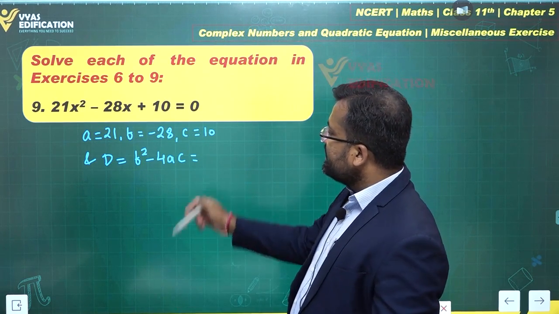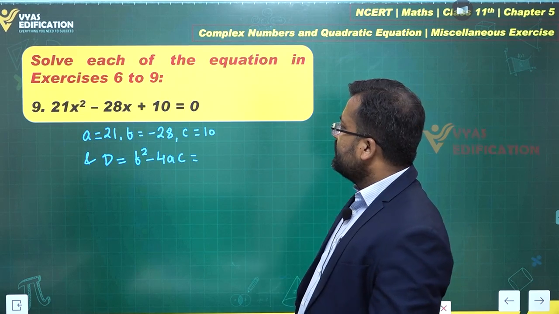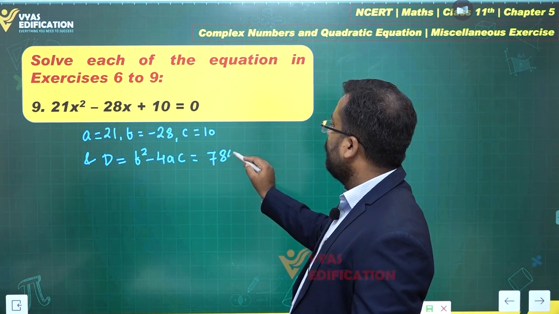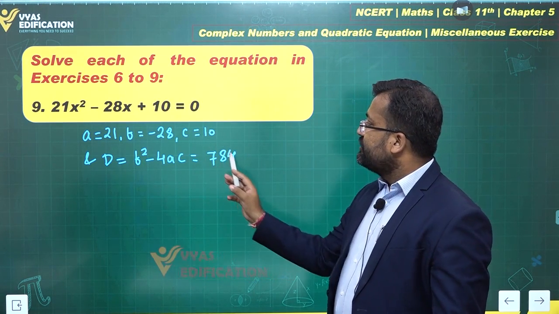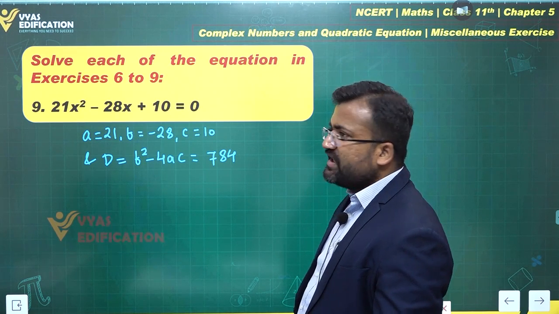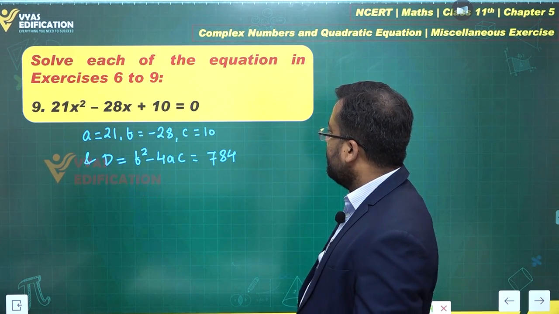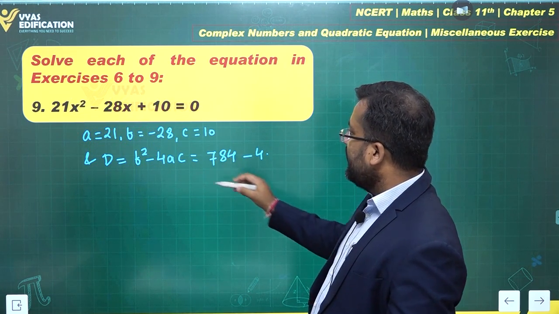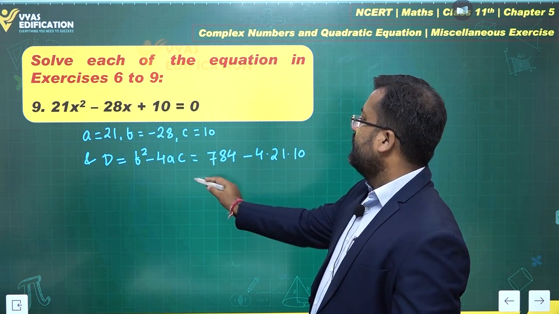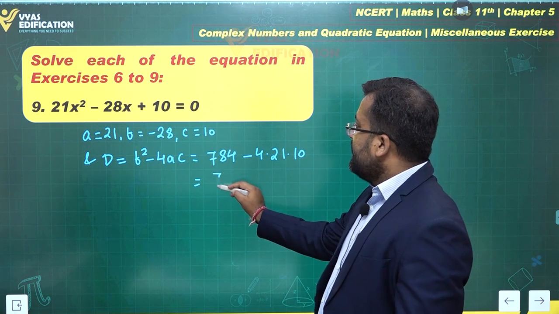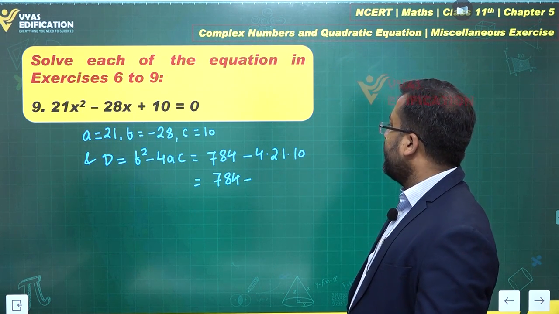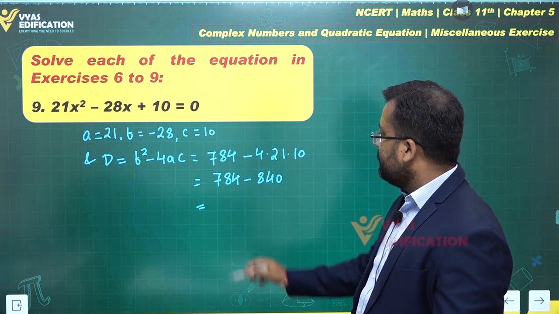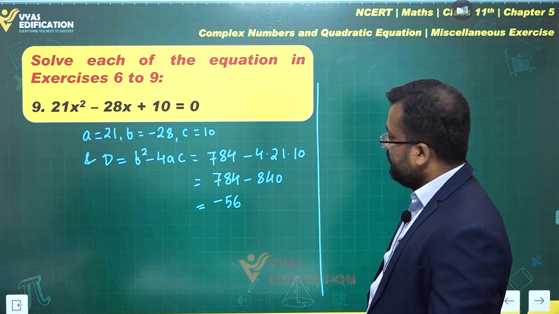b square minus 4ac, which is equal to what? That is, b square is minus 28 whole square. What is that? Minus 28 whole square. 28 square is 784. Let us confirm that. 8 square is 64, 6 twos are 12, 64 and 12 would be 784. Okay. Minus 4 into a, which is 21, times c, which is 10. That's what we have. This is 784 minus 840. Let's subtract them together, and this is minus 56 over here. That's what we obtain.